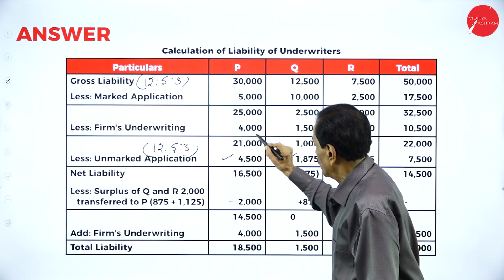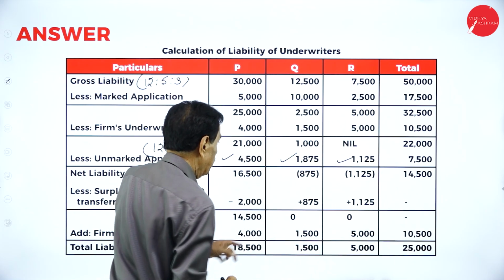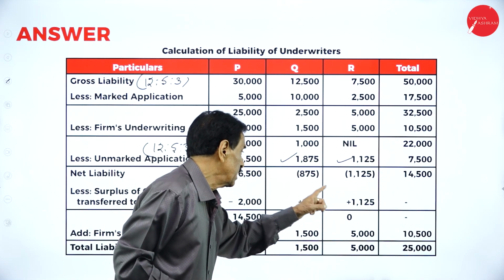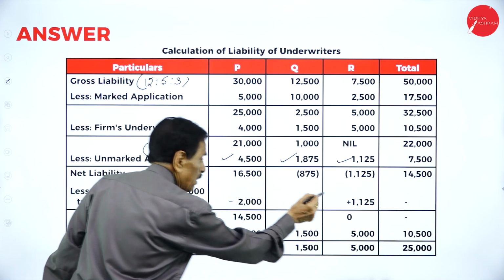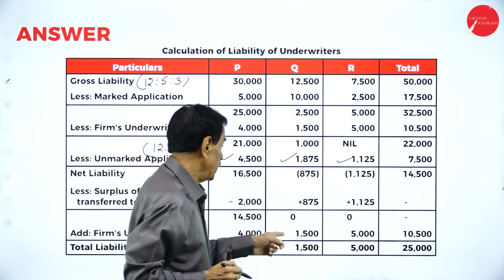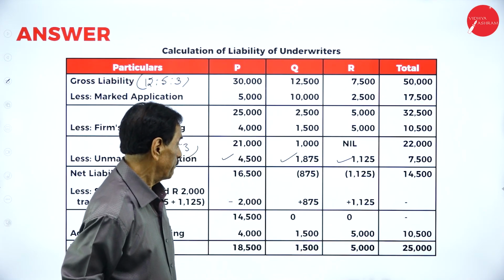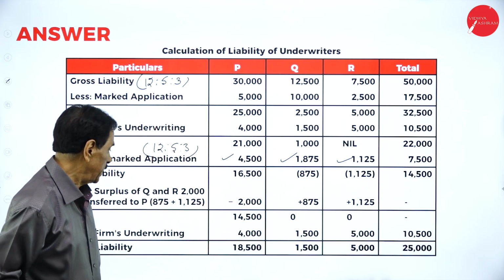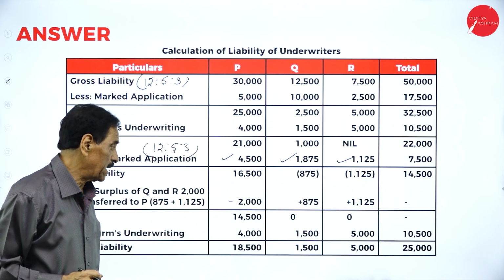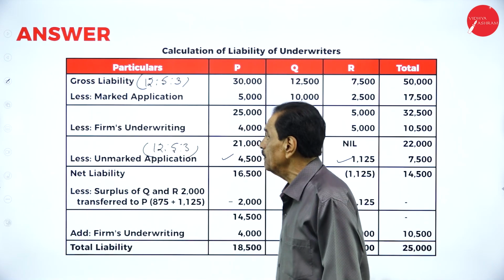Here 21,000 marked applications. Here 1,875 is the surplus. The entire surplus is 2,000. Should be transferred to whom? To P. 875 in favor of Q, 1,125 in favor of R. Then 14,500. Add firm underwriting separately. So it will come. We'll move on to the next problem.